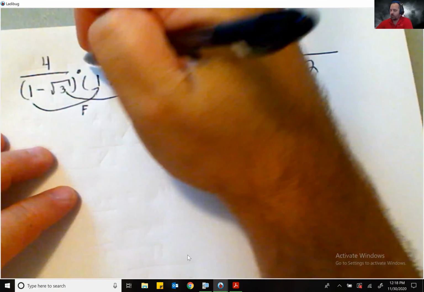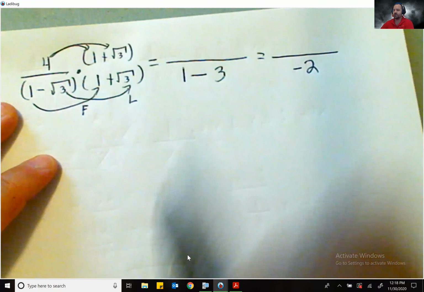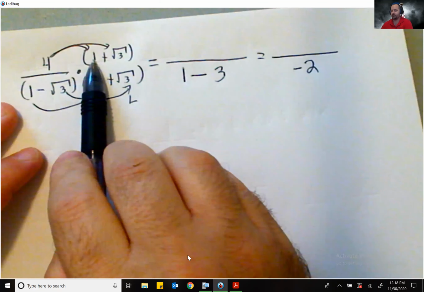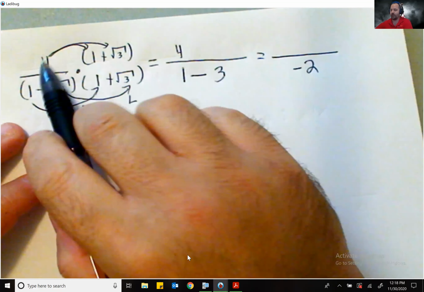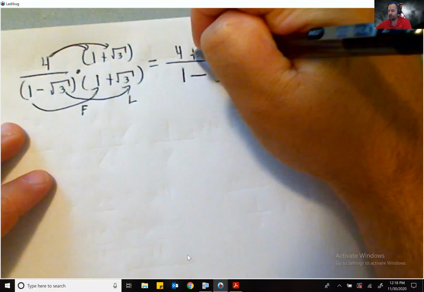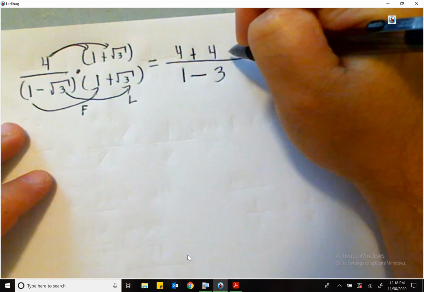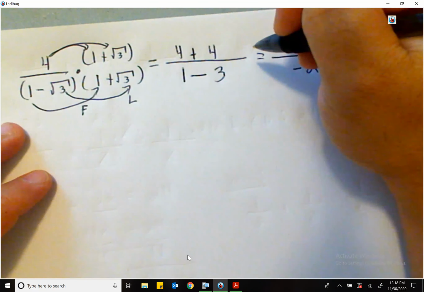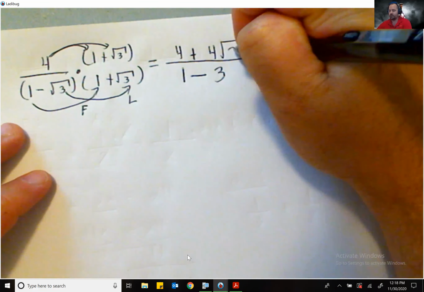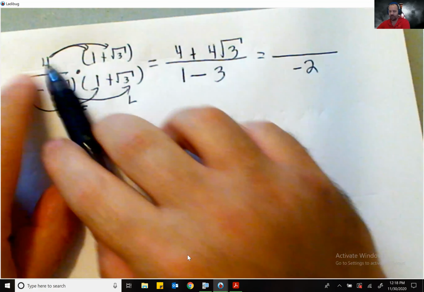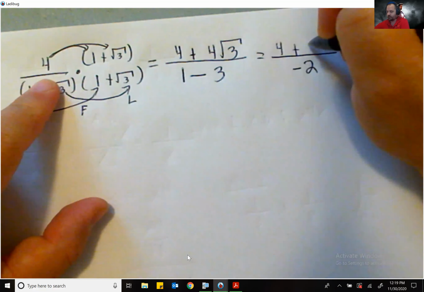The numerator, all we have to do is distribute the 4 through. So what's 4 times 1? 4. And what's 4 times the square root of 3? 4 square roots of 3, because it doesn't actually go in there and multiply to become 12. So there's our numerator.